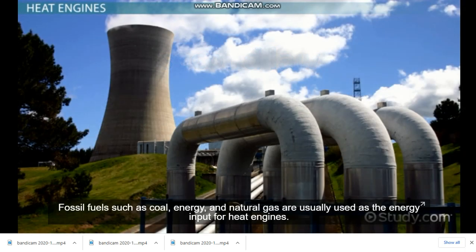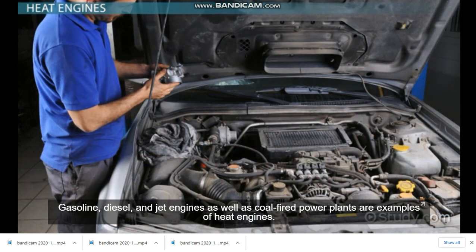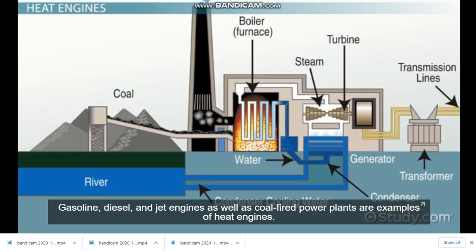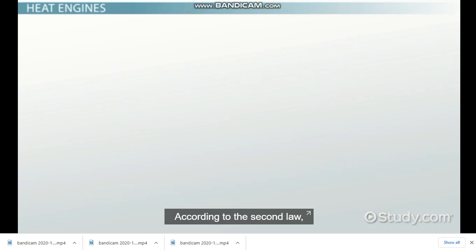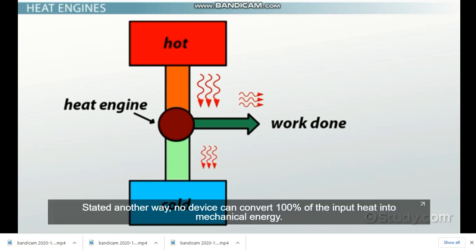Fossil fuels, such as coal, oil, and natural gas, are usually used as the energy input for heat engines. Gasoline, diesel, and jet engines, as well as coal-fired power plants, are examples of heat engines. According to the second law, not all of the energy input into a heat engine is converted into usable mechanical work. Stated another way, no device can convert 100% of the input heat into mechanical energy.